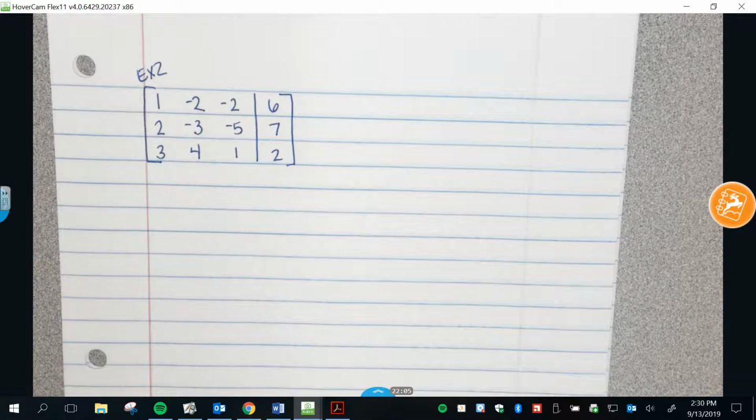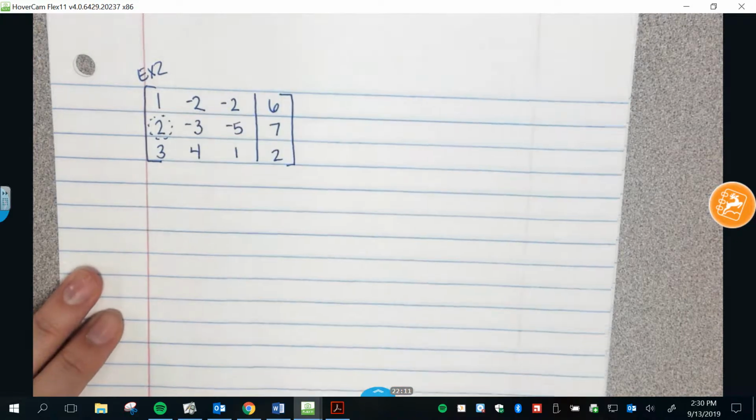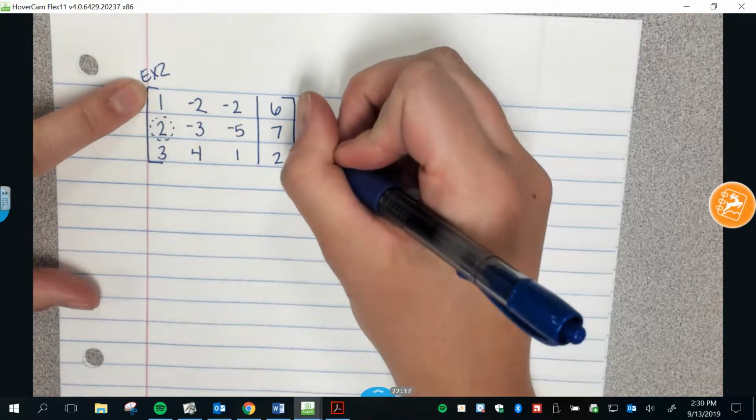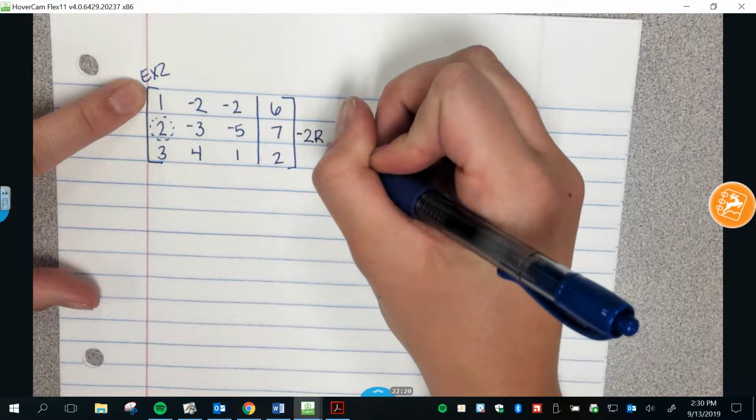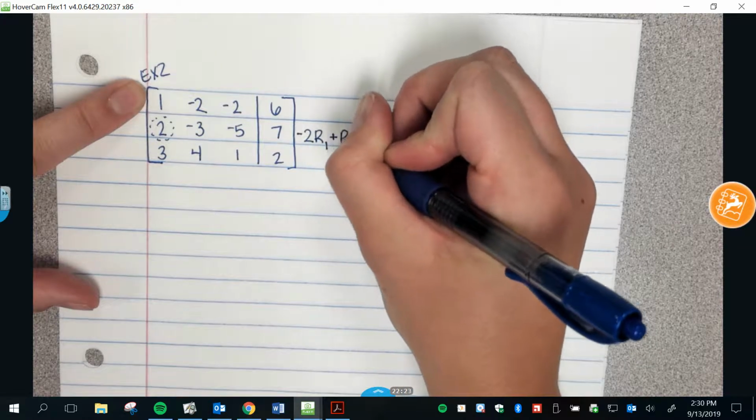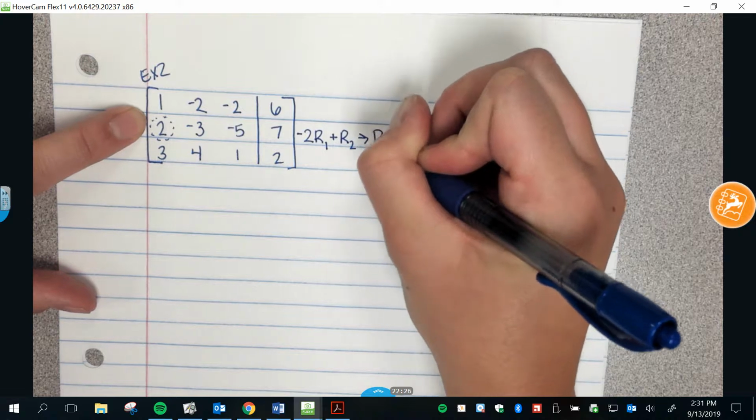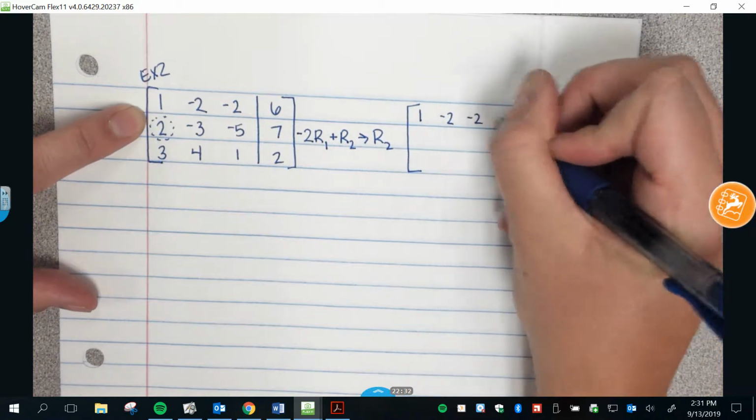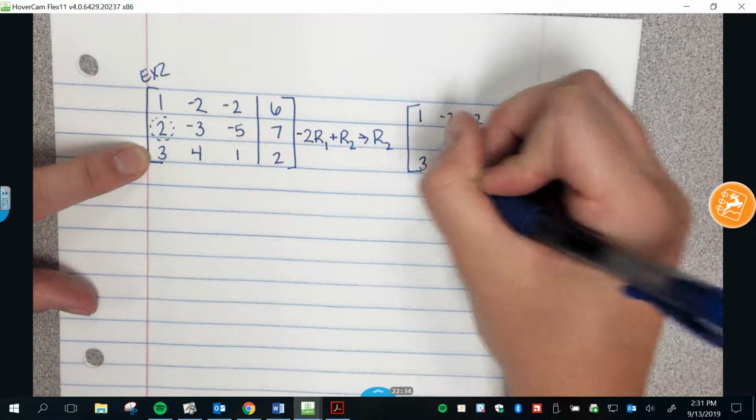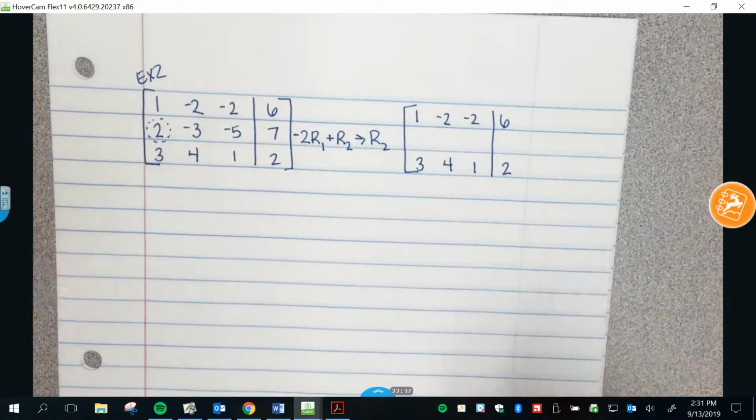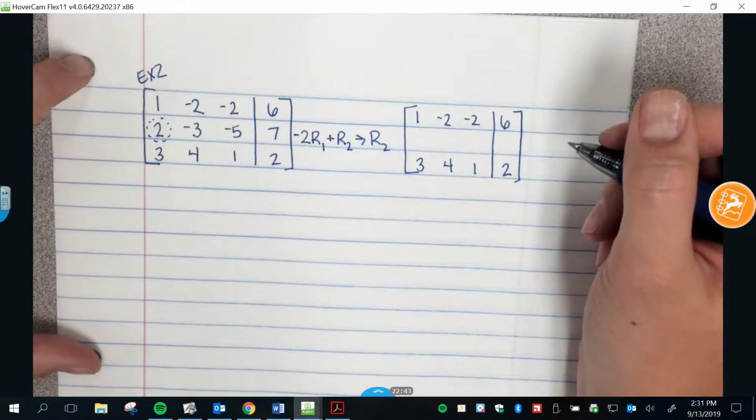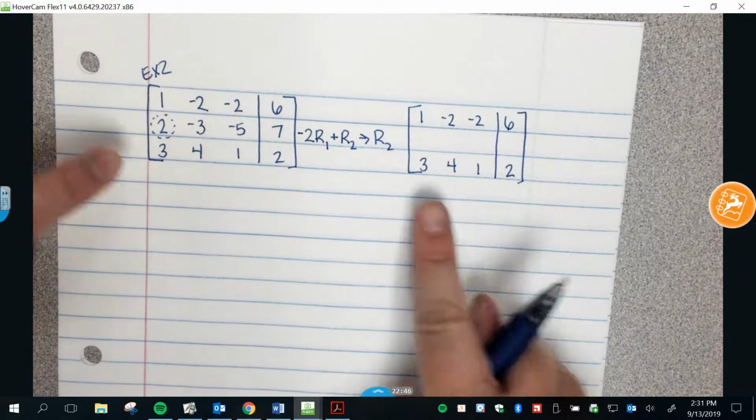All right, ready? What number are we attacking first? 2. Okay, what are we going to use with it? Row 1. All right, what's a row command? Negative 2 row 1 plus row 2 into row 2. All right. Fill out the part that's not changing first. It'll save yourself some headaches. 6. This one's not changing. I'm just copying the numbers.